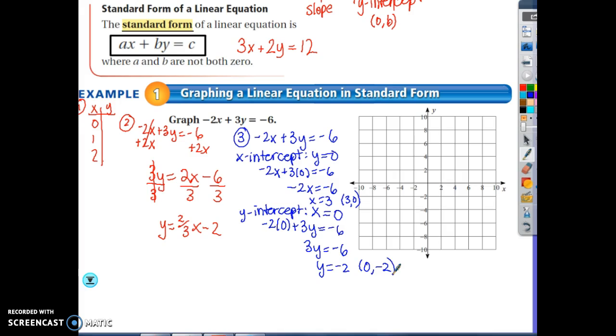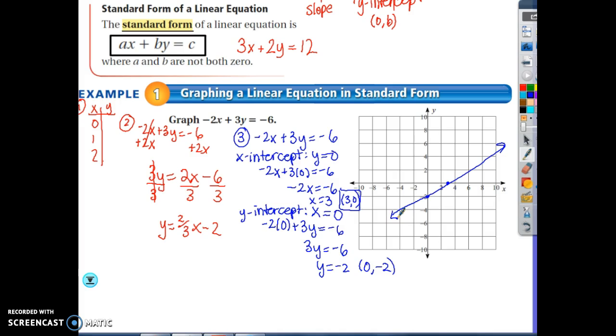Now I'm going to plot these 2 points. My first point, 3, 0, is on the graph between 2 and 4 on the x-axis. And 0, negative 2 is negative 2 on my y-axis. All I need are these 2 points. As long as I have 2 points to connect, I can draw a line. So I'm going to go ahead and draw my line like so. And this would be one way to graph the equation negative 2x plus 3y equals negative 6.